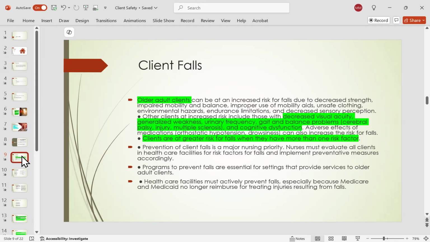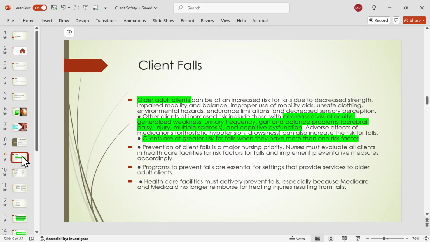There can be environmental hazards, things that are in their path. There should never be throw rugs or extension cords that are running across somewhere where there's a risk of someone tripping over them, right? And also older adults sometimes have limited endurance and sometimes they have visual or hearing problems, sensory perception that's decreased. So there's a whole list of reasons why older adults can be at risk, and also other clients, not just older adults, but people who have cognitive dysfunction. In other words, if they're confused or mentally ill, neurological problems, multiple sclerosis, cerebral palsy, those types of things. Lots of reasons why they can be at risk for falls.